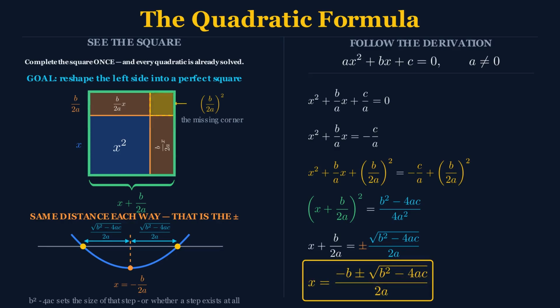So the quadratic formula is not a random string of symbols to memorize. It is completing the square, carried out one single time for every quadratic that will ever exist. The 2a came from cutting a rectangle in half. The plus or minus came from the symmetry of the parabola. Nothing here was magic.